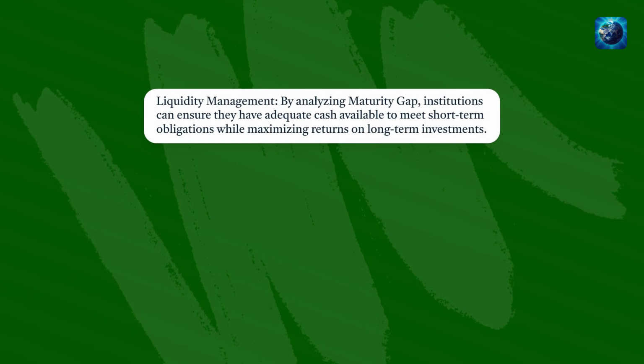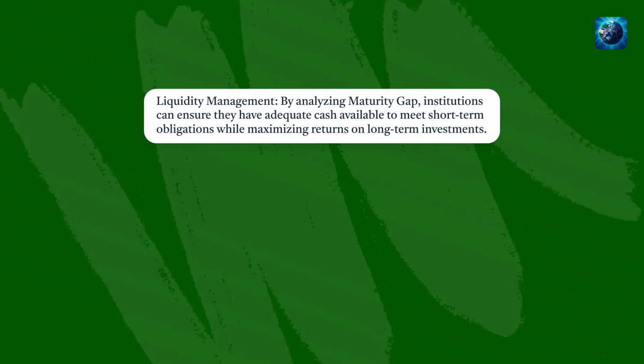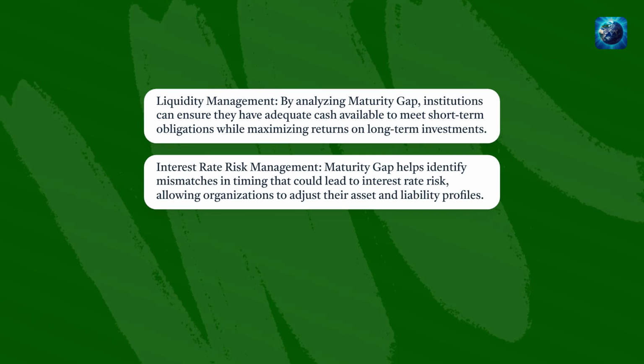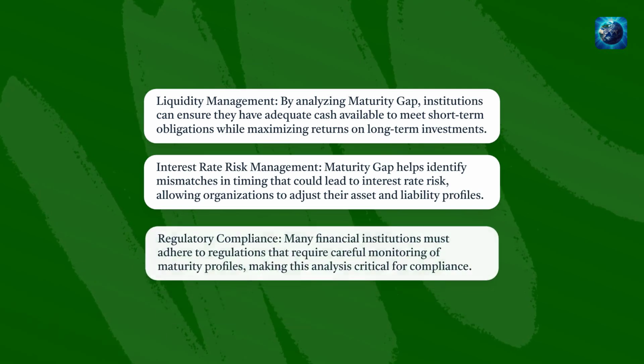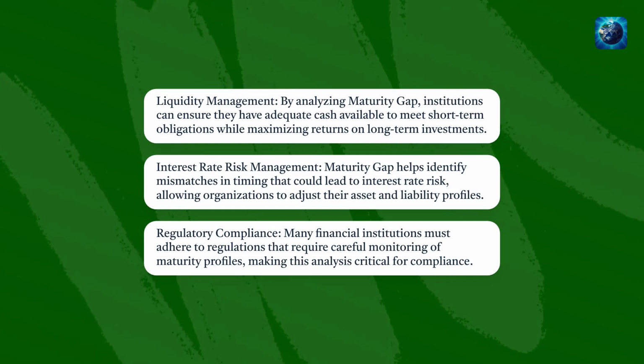Liquidity management. By analyzing maturity gap, institutions can ensure they have adequate cash available to meet short-term obligations while maximizing returns on long-term investments. Interest rate risk management. Maturity gap helps identify mismatches in timing that could lead to interest rate risk, allowing organizations to adjust their asset and liability profiles. Regulatory compliance. Many financial institutions must adhere to regulations that require careful monitoring of maturity profiles, making this analysis critical for compliance.